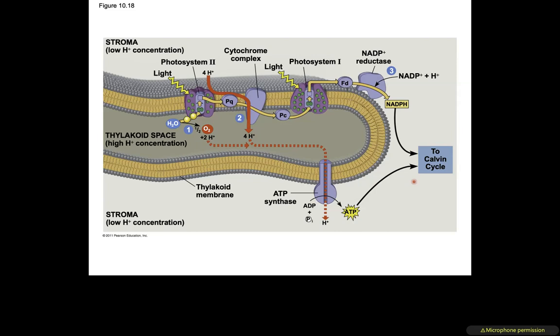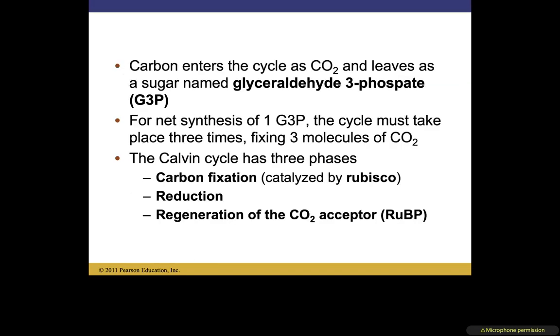So what I've explained to you is the light reaction. The light reaction happens on and within the thylakoids. And the products of the light reaction are going to be sent to the Calvin cycle, because we have not produced any sugar yet. It is here in the Calvin cycle that the sugar gets produced. So your Calvin cycle has 3 phases: carbon fixation, reduction, and regeneration of the CO2 acceptor, RuBP. RuBP is the molecule that is called the CO2 acceptor.